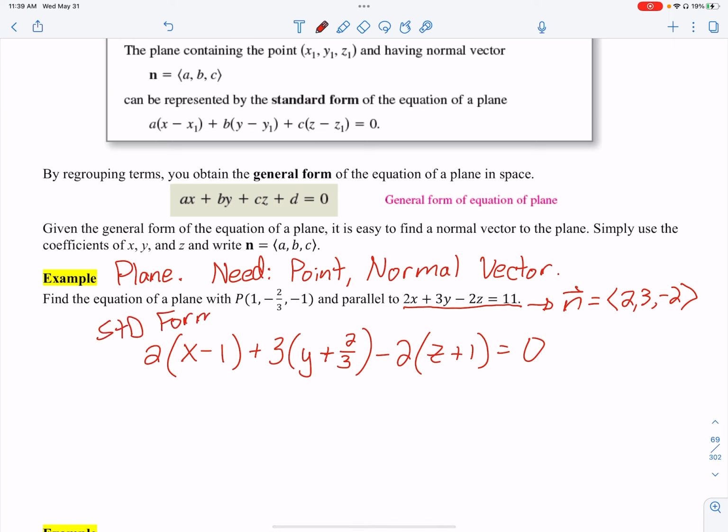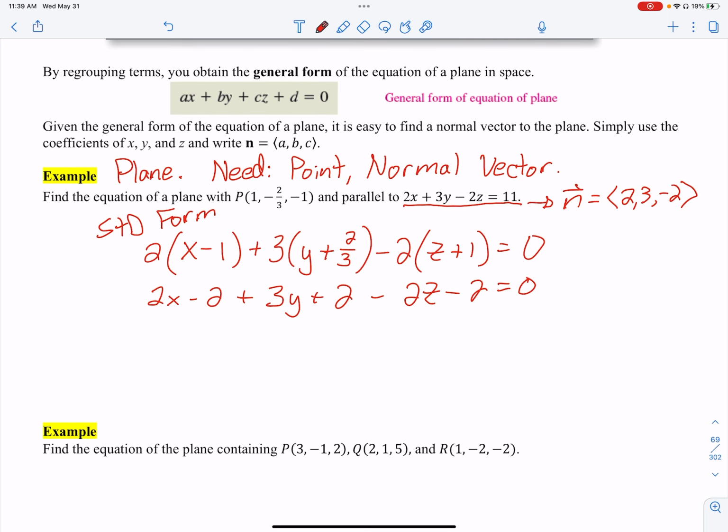Let's work it down to general form by just multiplying it out. 2/3 works out nice and pretty for us, thankfully. We add our x's, y's, and z's on one side: 2x plus 3y minus 2z. If I add all my constants up, I get -2. If I bring it over, I get 2. This is general form.